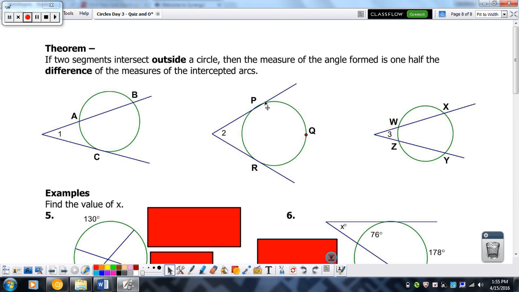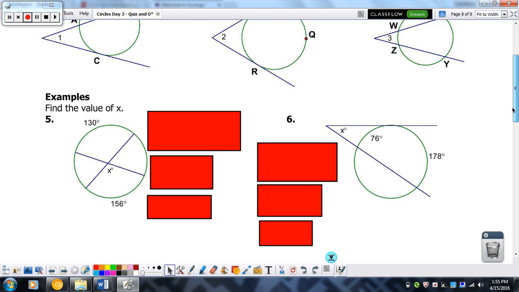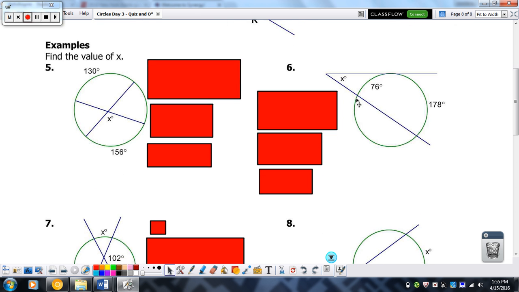Here, we can see that P and R are points of tangency. So you'd have arc PQR minus arc PR. Divide that by 2, it'll give you angle 2. And here, the same way, you've got your arcs. Just get the arc measurements, divide them by 2. We're going to go over a couple of examples and then leave some for you to do on your own.